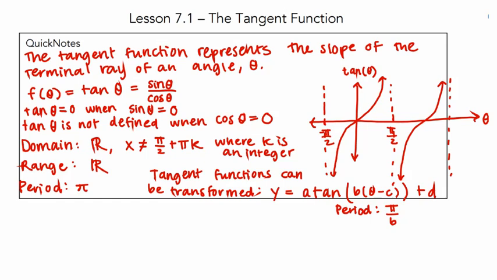Now, notice with this one, we talked about with the sine and cosine, remember, I kept telling you guys the new period equals the old period divided by b. Well, this is where that comes into play, because since the old period is pi, the new period for the tangent function is going to be pi divided by b, not 2 pi divided by b, because the original period of the tangent function is pi.